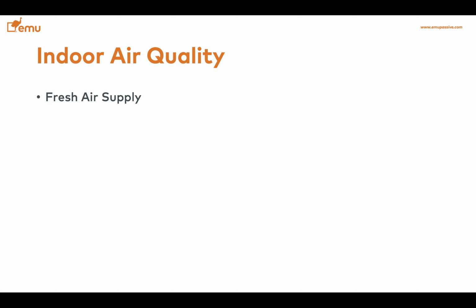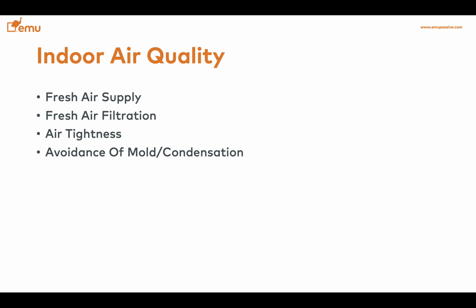When we talk about indoor air quality, we talk about fresh air supply, which is easy to understand. We talk about filtration of the fresh air that we bring in. We also talk about air tightness of the building because that keeps the pollution out. And then avoidance of moisture condensation, as well as other indoor air quality goals.